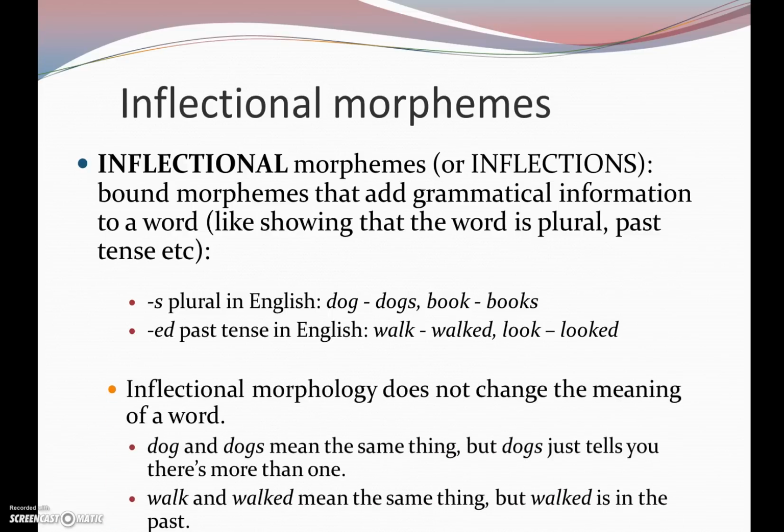So inflectional morphology doesn't change the meaning, but obviously it either tells you something about the number, all right, there's more than one dog, or it gives you information about the time that something happened. So walk and walked. So walk is the present tense and walked is the past tense, meaning that it took place in the past, all right? So this is grammatical information.